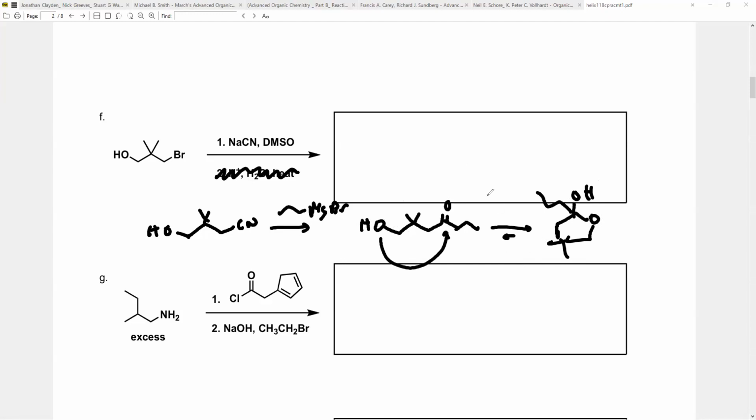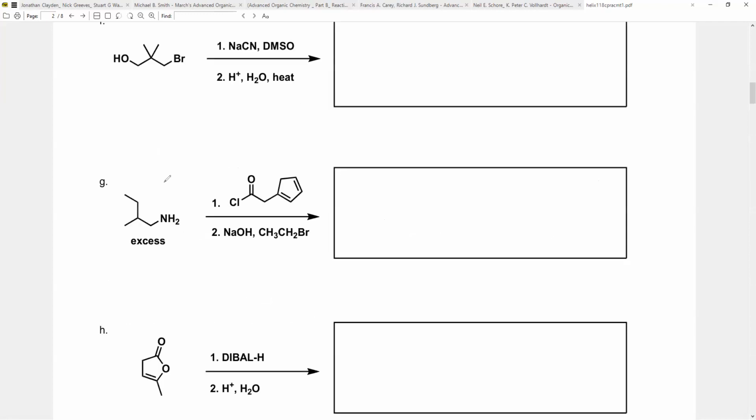Cool. Moving on to G, we have an excess of amine and we have an acyl halide. Remember, acyl halides will just acylate whatever nucleophile you have, and our nucleophile here is the amine. So we're just going to go ahead and acylate it, add that acyl group. And then from here, it looks like we're doing NaOH, which makes the amidate, and then we're adding an ethyl. So we're doing an amide alkylation here.